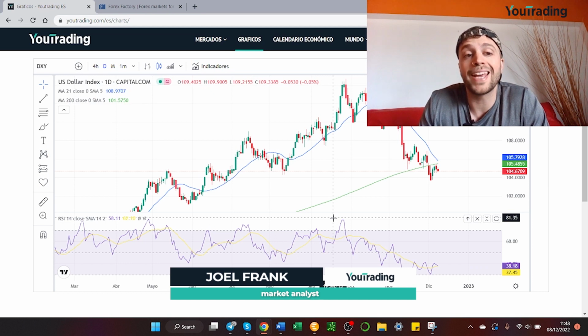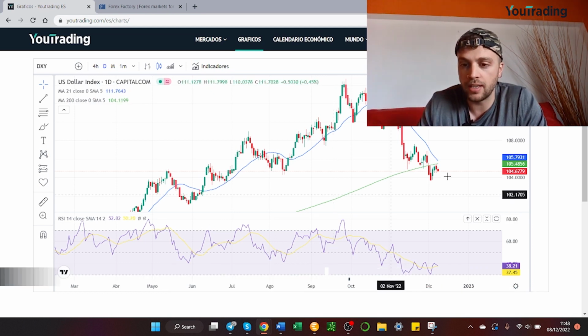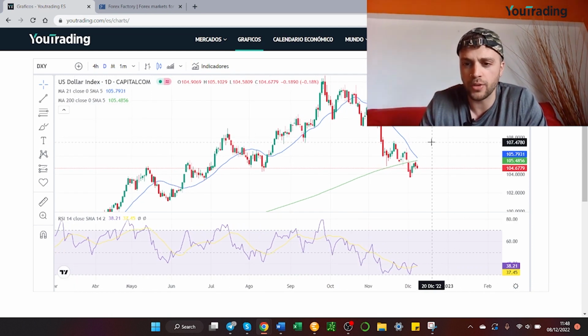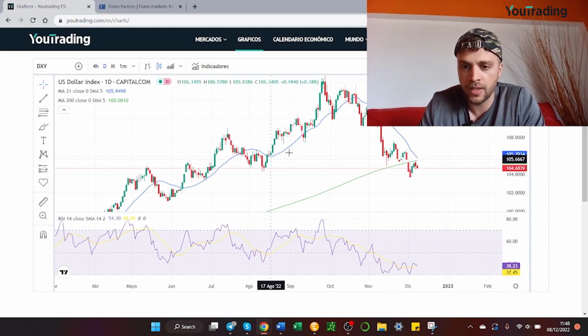we're going to be taking a quick look at the dollar index because there is a trade idea that I have been monitoring for a while that seems to be playing out at the moment.